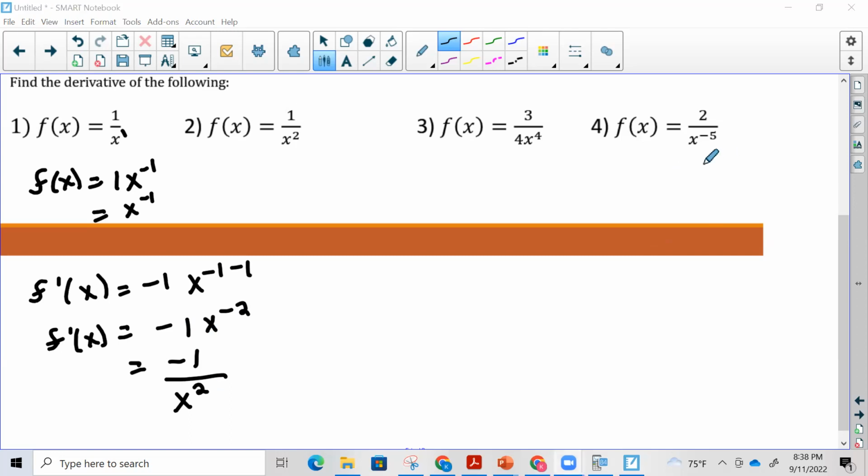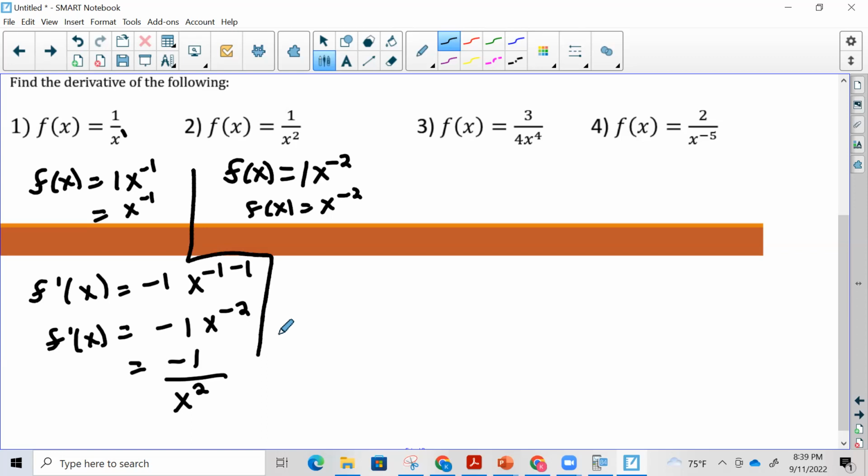And so we'll use that same idea for all of these. So like for number 2, we would rewrite our original function first. Okay, you can't just do the power rule in the denominator. That's not how that rule works. The rule works only if the variable is in the numerator. So that's why we're changing it. So this becomes 1x to the negative second, or again, you can just write x to the negative second, and then we are going to take the derivative. So f prime of x is equal to, we bring down the negative 2x, and then we do negative 2 minus 1. And that gives me negative 2x to the negative third.